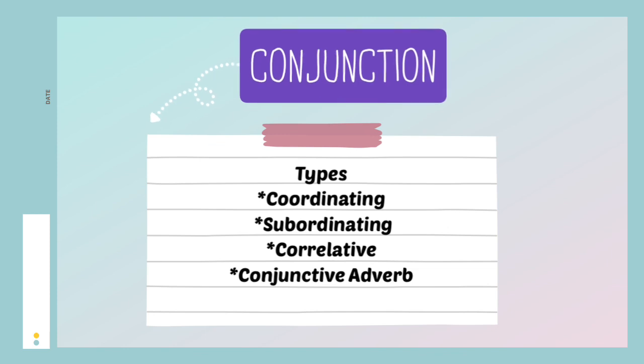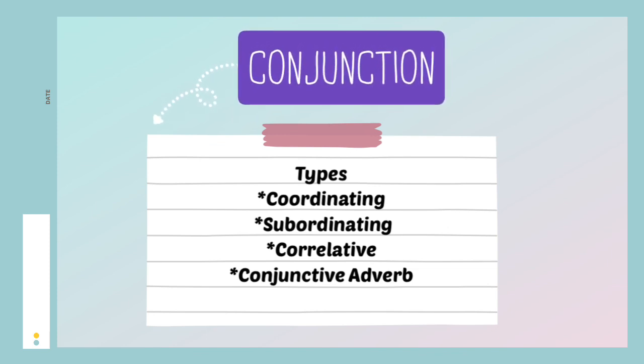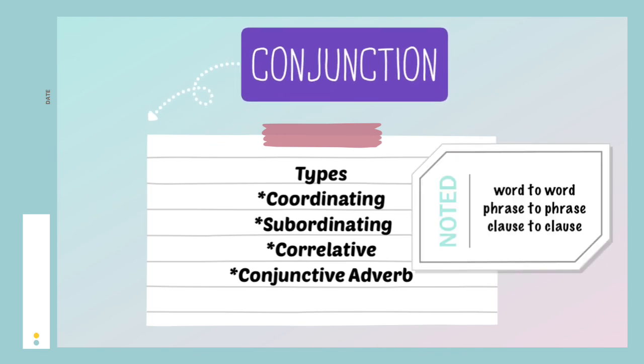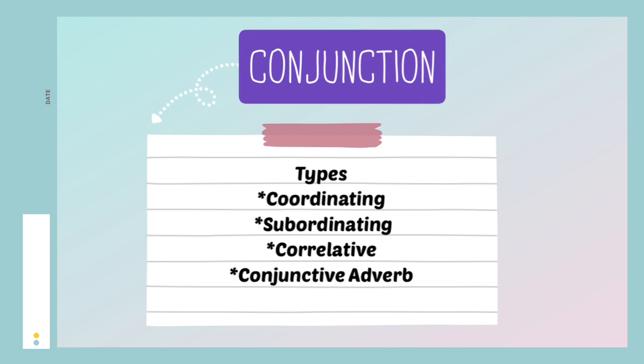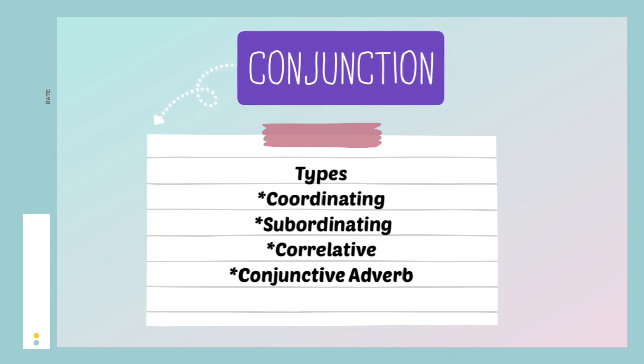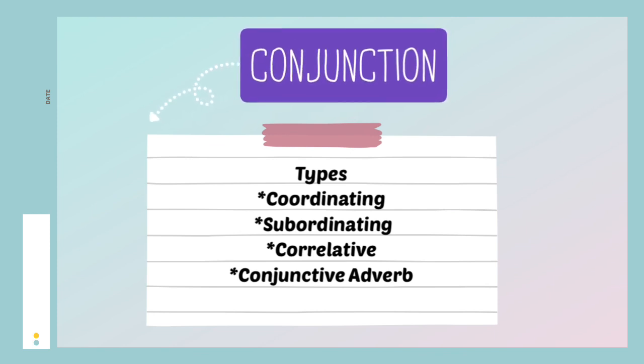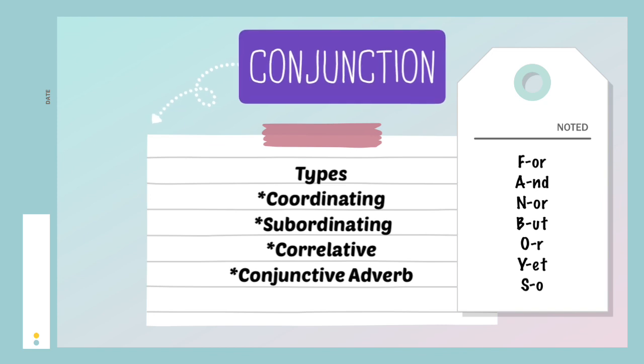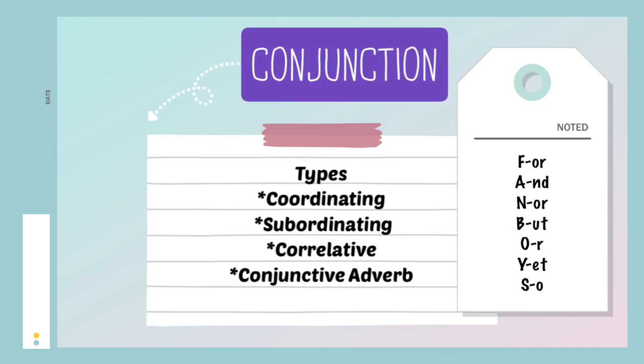The first one is coordinating conjunction. It connects ideas with equal grammatical rank. Like for instance, word to word, phrase to phrase, or clause to clause. It cannot connect word to phrase, word to clause, or phrase to clause. The examples of it are the fanboys: for, and, nor, but, or, yet, so.